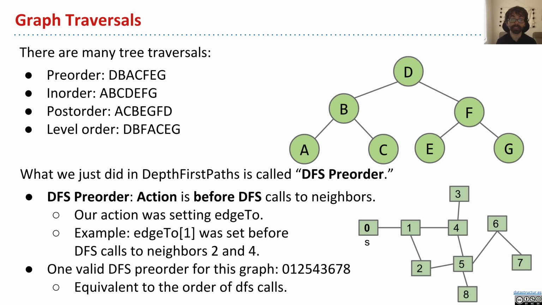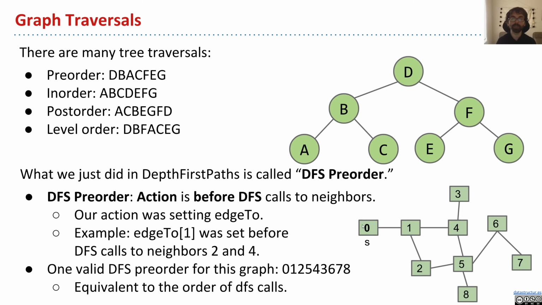And so one valid DFS preorder for this graph is 0, 1, 2, 5, 4, 3, 6, 7, 8. That's equivalent to the order of DFS calls that are made. Okay? So you can think of the DFS preorder as the order in which DFS calls are made, and it depends, in the case of a graph, on your source. In a tree, the source is always the root. In a graph, you pick a particular source.